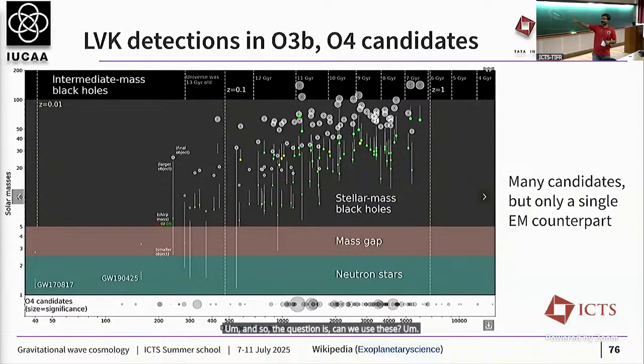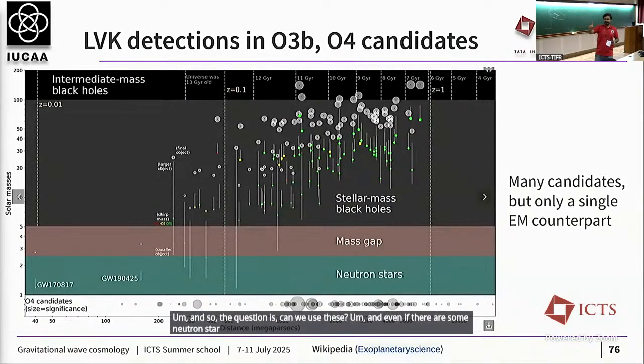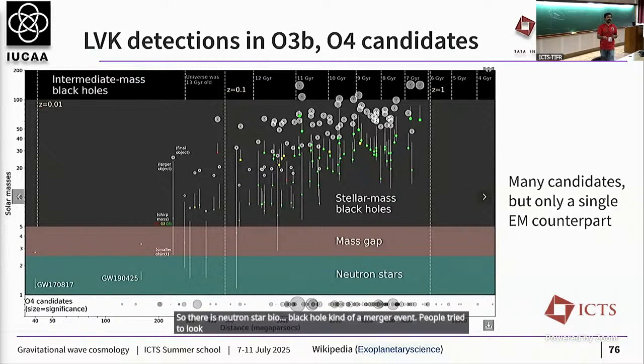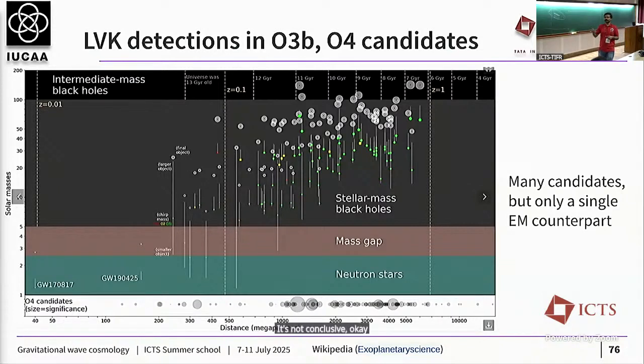And even if there are some neutron star events that have been detected, we have not yet found the electromagnetic counterparts. So there is a neutron star black hole kind of a merger event. People tried to look for the counterpart of this. It's not conclusive. So in the absence of an electromagnetic counterpart, what should we do?